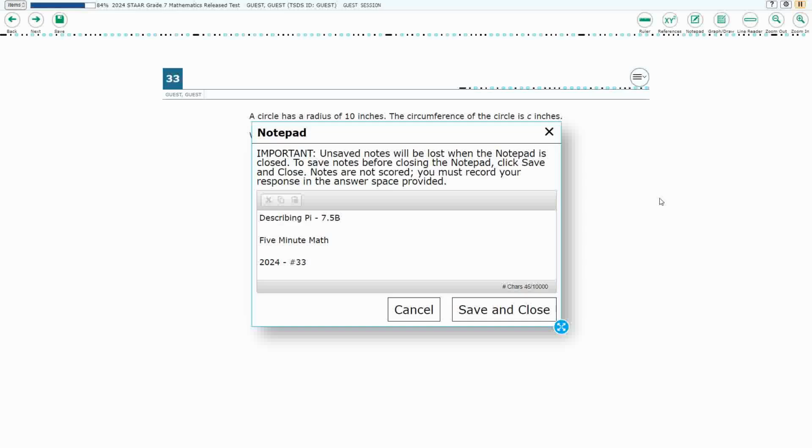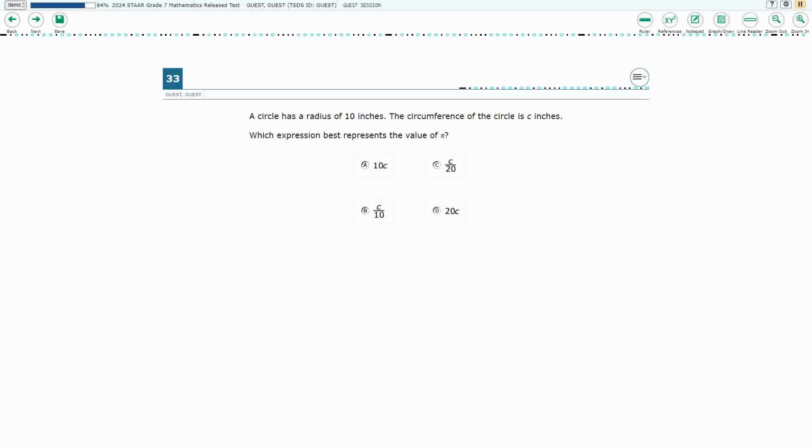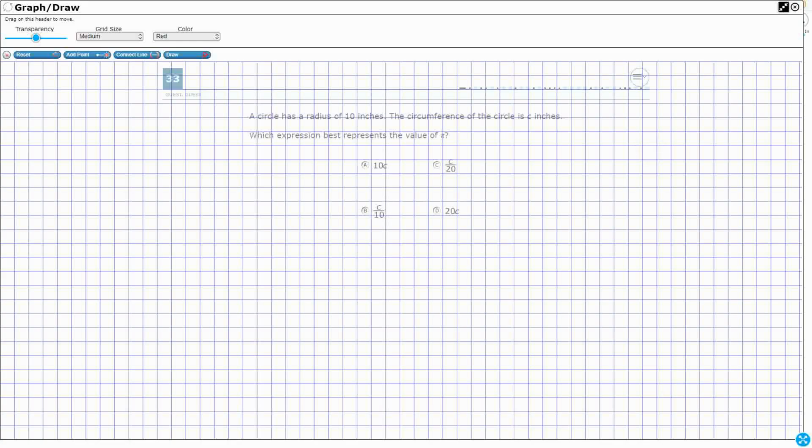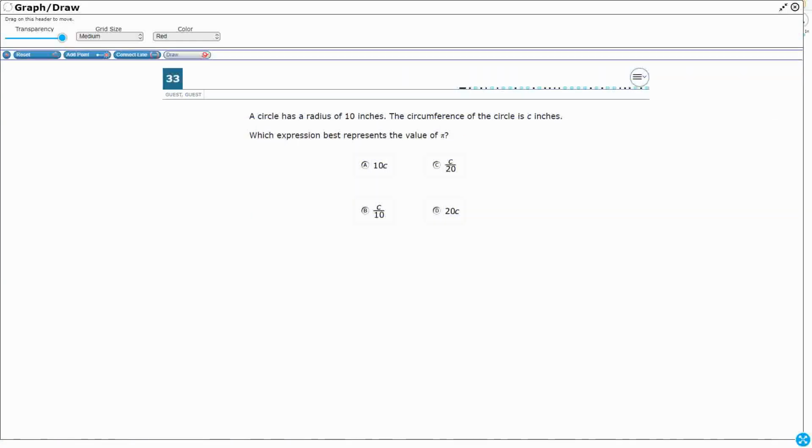Today we are looking at the 7th grade concept of describing pi. This is standard 7.5b in the great state of Texas, and we are using item number 33 of the 2024 released STAAR test. If you haven't done so already, please go ahead and take a moment to pause the video, work this problem out on your own, unpause it, and we will look at our answers together.